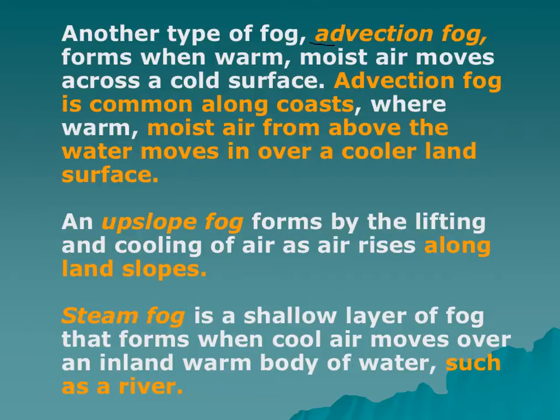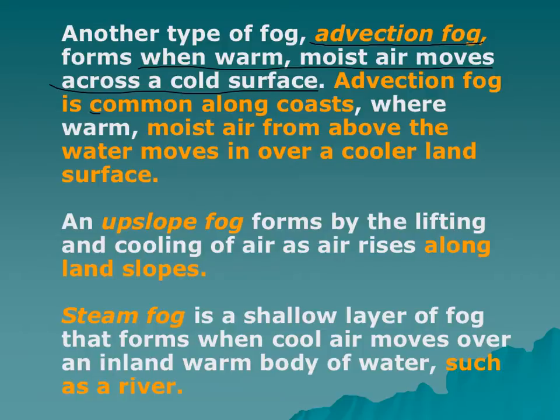The second type of fog is advection fog. We've already talked a little bit about advection two lectures ago, at the end of lecture 2. This is when warm, moist air moves across a cold surface. So it's either warm, moist air from land moving over a cold body of water, or warm, moist air from water moving over a cold body of land, and either can happen.